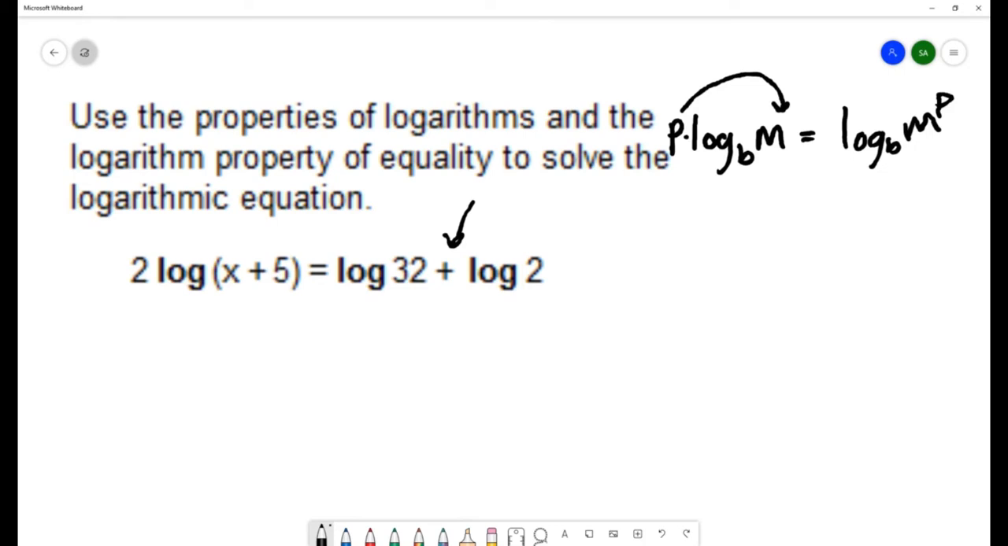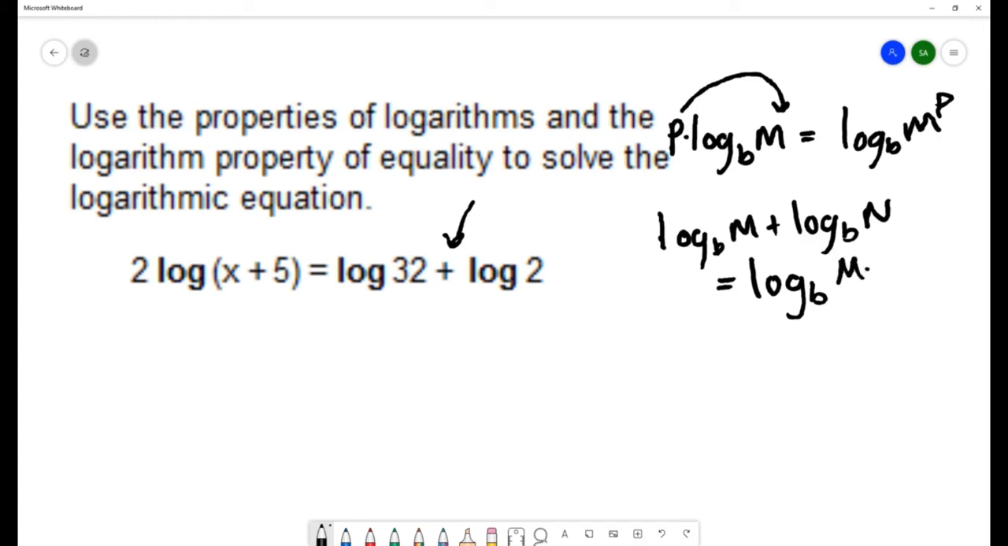This product rule looks something like this. If you have log base b of m plus log base b of n, if you're adding logs that have the same base, you can combine the logs into a single log. I call that condensing. You can condense into a single log with multiplication. That's why it's called the product rule, because you're multiplying the numbers together. So log base b of m plus log base b of n is equal to log base b of m times n.